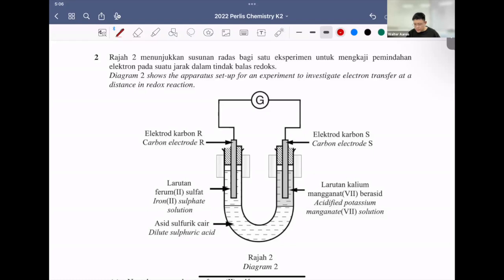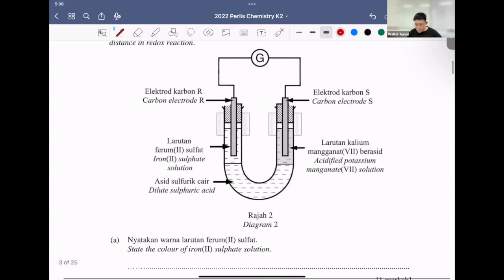Diagram 2 shows the apparatus set up for an experiment to investigate the electron transfer at a distance in the redox reaction. You can see that on the left side, we have iron(II) sulfate solution. And on the right side, we have acidified potassium manganate(VII) solution. One will act as an oxidizing agent and the other as a reducing agent.